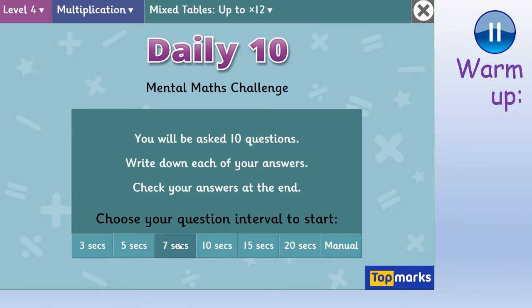For our warm-up today, I thought we'd practice our times tables because we haven't done them for a while and you know how important they are. We're used to doing daily 10 at school, so you're going to have a go at it now. Write down 1 to 10 ready on your paper. I'm going to give you 7 seconds between each question. Good luck! We'll mark them together at the end, remember, so try your best.